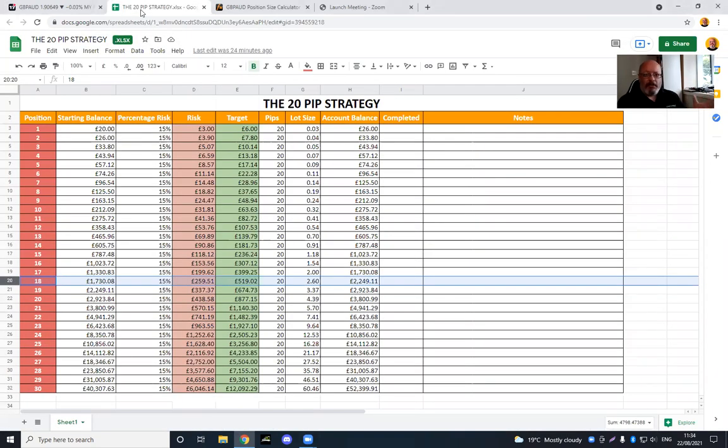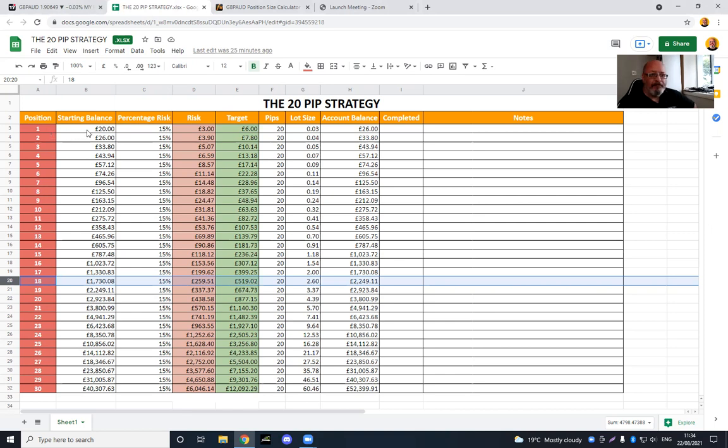So let me talk you through this spreadsheet. What we've got here is a number of columns with a bunch of figures in, and you might think, what the heck is this all about? So I've got here the first column, position, and this is referring to number of trades, number of levels, number of positions, whatever you want to call it. But we're literally just starting off with trade number one.